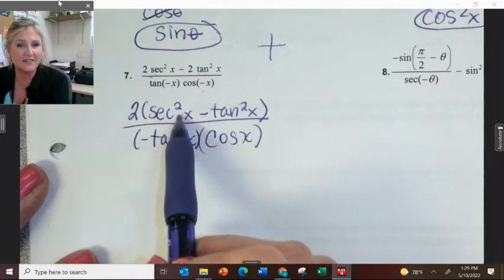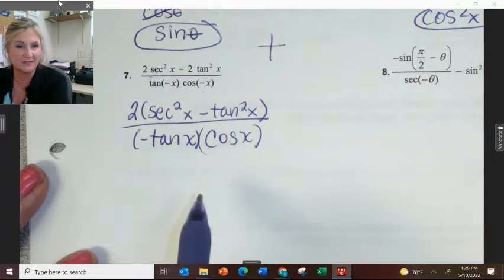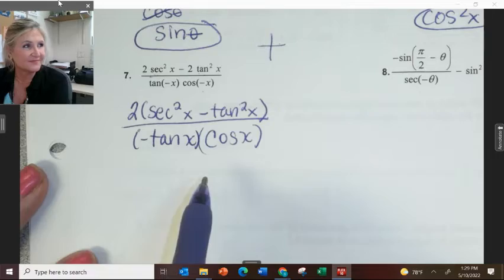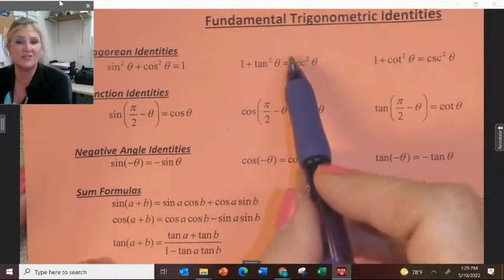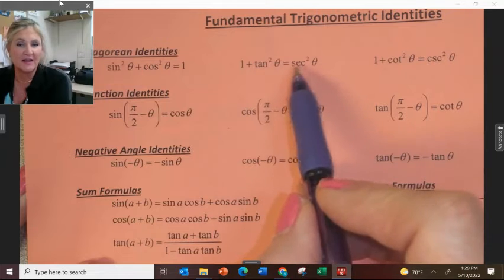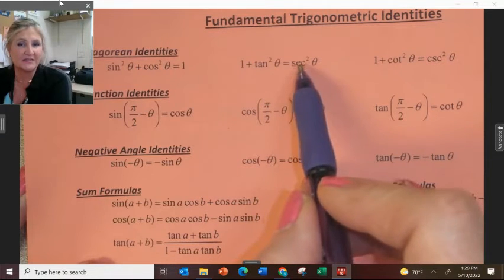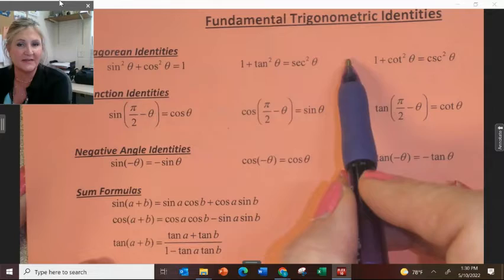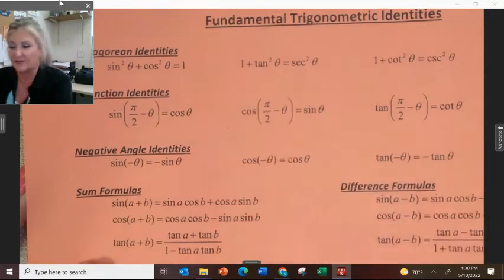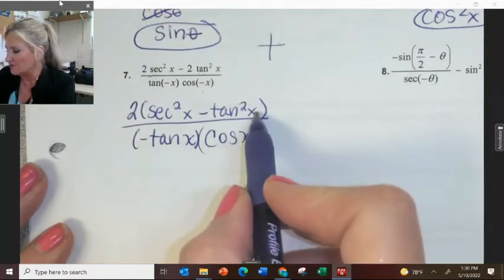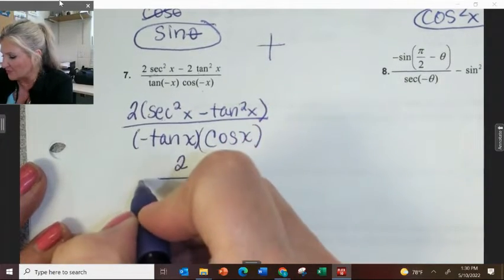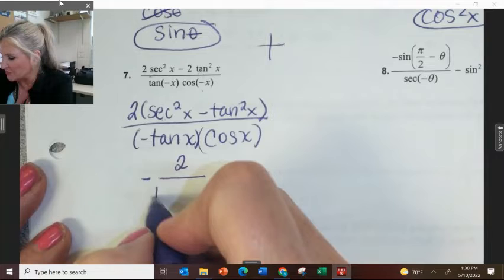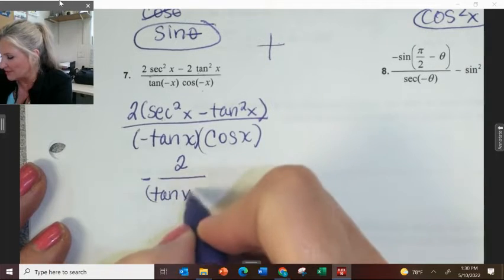Now we need to know what secant squared x minus tangent squared x is. Does anyone know that one off the top of their head? 1. It is 1. Here's the reason why. This orange sheet is something you'll be able to use on your test when we take it. These are our Pythagorean identities. If I have secant squared theta minus tangent squared theta, that's going to leave us with just 1. So all of this is just 1. So 2 times 1 is going to be 2. I'm going to pull the negative right here. And now I'm left with tangent times cosine.